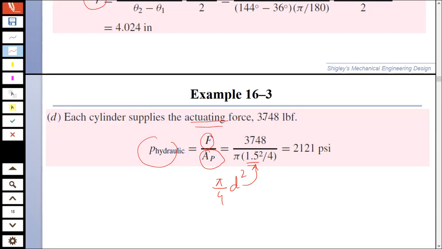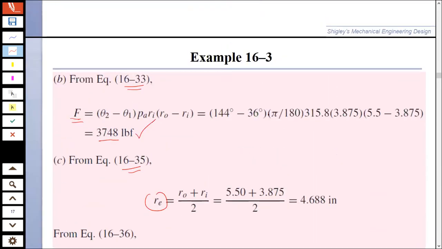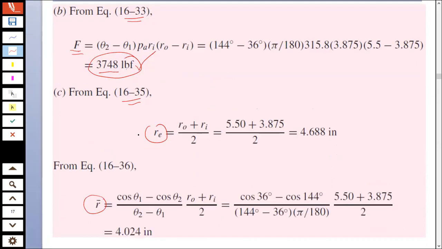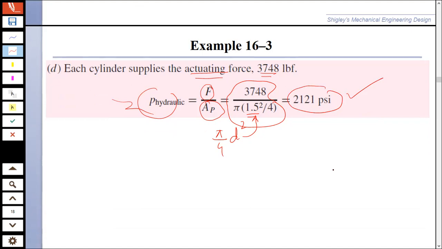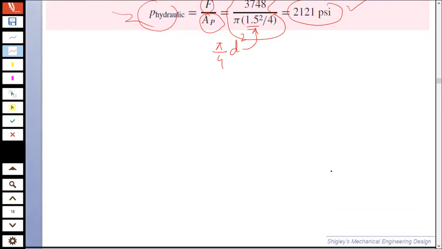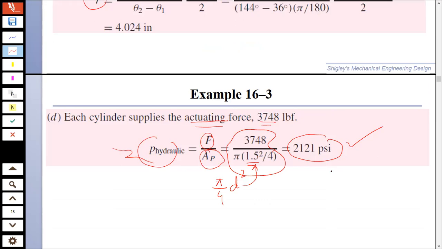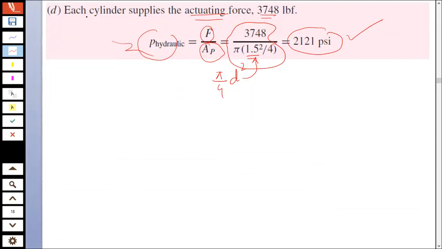Actuation force we already know, we have calculated this in part B, जो कि हमारे पास 3748 pound force divided by the area, and that is 21 psi. ठीक है जी. So your hydraulic pressure should be 21 psi in order to get the torque requirement and for that actuation force. ठीक है जी.